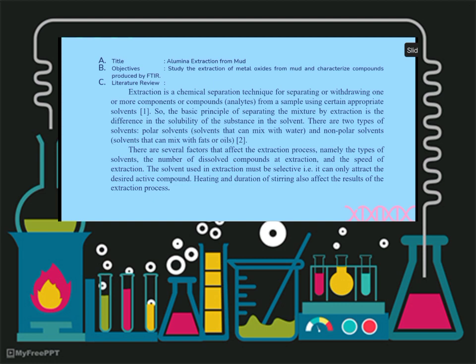There are several factors that affect the extraction process, namely the type of solvent, the amount of dissolved compounds at extraction, and the speed of extraction. The solvent used in extraction must be selective. It can only attract the desired active compound. Heating and duration of stirring also affect the result of the extraction process.